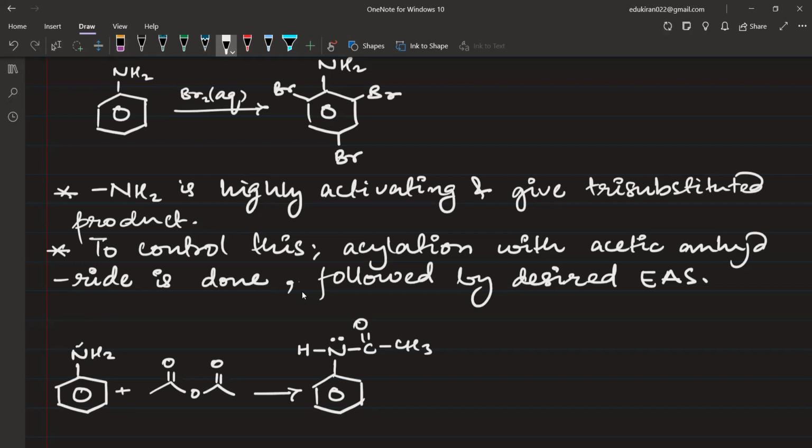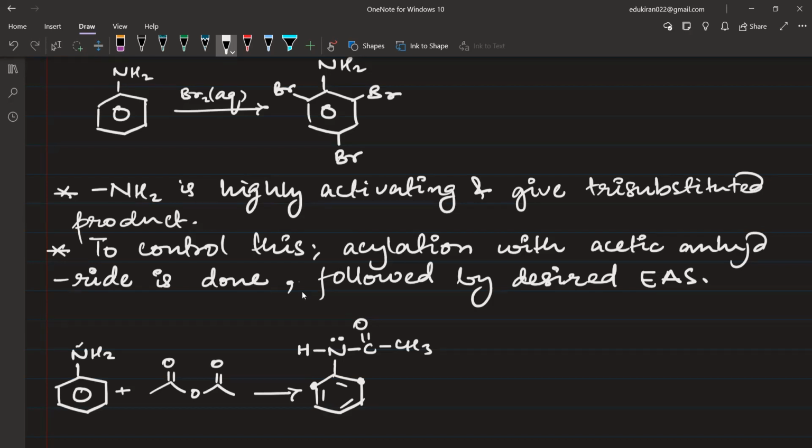Now this lone pair here, if you look at it carefully, has two options for resonance. It can either do the resonance with this carbon and oxygen, the carbonyl group, or it can do the resonance with this benzene ring. Okay. So both of these resonances are available. Obviously, earlier the NH2 had only one choice: resonance with the benzene ring. Now this nitrogen's lone pair of electrons is diverted towards the carbonyl group also, and hence the activating power decreases. And if the activating power decreases, it will not activate the molecule as much. Also, these ortho positions are protected now because we have a bulky CH3 group. No electrophile can attack on the ortho position.